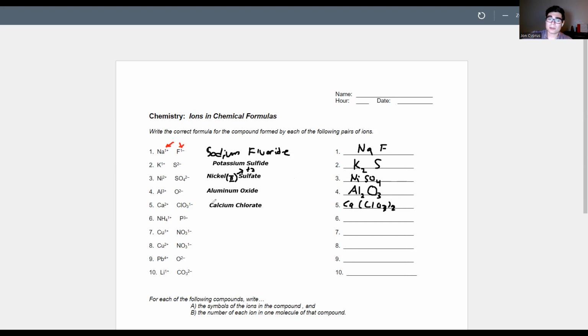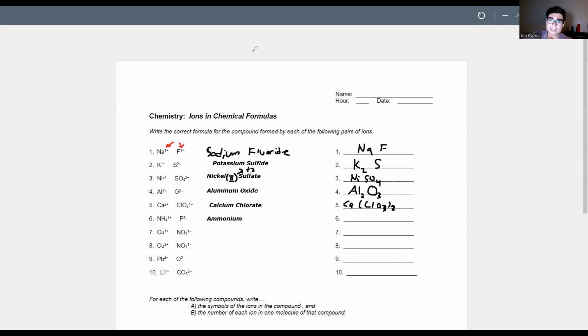6, we have NH4 and then P3 minus. So NH4 is ammonium. Ammonia is NH3. This is ammonium. This is our positive one, which is, again, kind of how we denote. Technically, it's not a metal here, but it's an ion. So you put the positive one first.